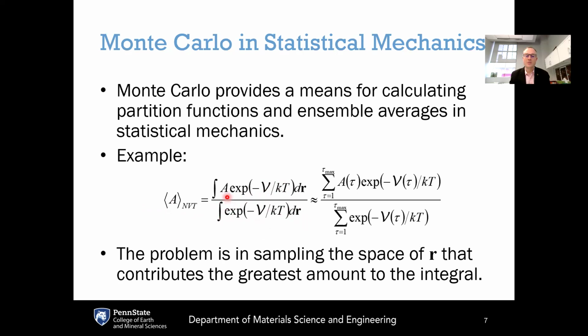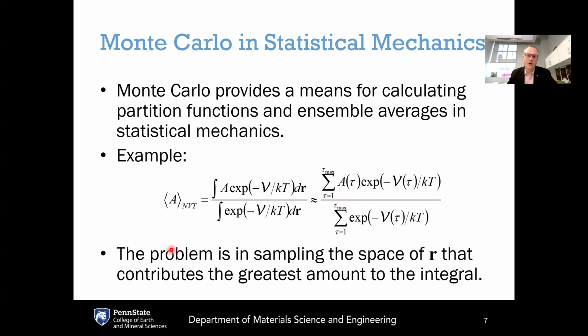Now, with Monte Carlo, we're going to represent these continuous integrals instead as a summation over all of these sampled points from the Monte Carlo sampling, where we are sampling from tau equals 1 all the way to tau max. For each of the samples, we've got the value of A for that sample times the Boltzmann probability factor, and then divided by the summation of the total Boltzmann probability factors. This gives us a sampling of the integrals, and the more samples that we take, the closer we get to the actual value of the integral.